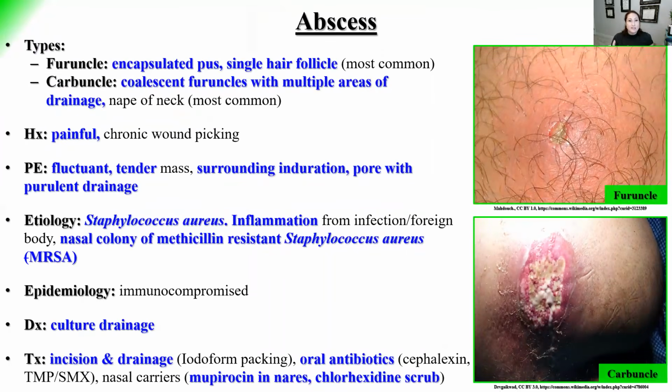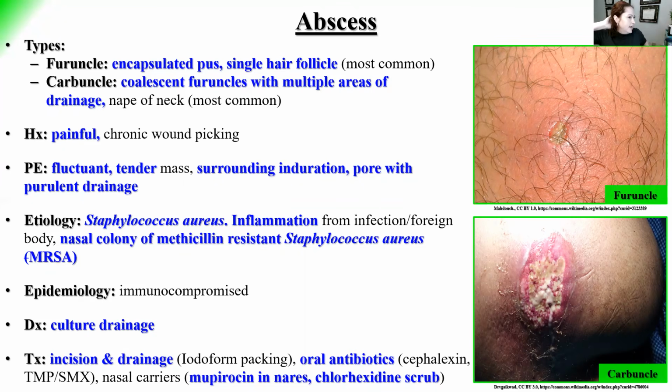Abscesses. So an abscess is a collection of purulent drainage or pus that can be associated with cellulitis, or you can just have an abscess in itself. We have a furuncle and a carbuncle. The top picture there is a furuncle. You can see this encapsulated area of pus, it's usually in a singular hair follicle, but you may have an open pore where that's draining from. The bottom picture is an example of a carbuncle, which is coalescent furuncles with multiple areas of drainage.